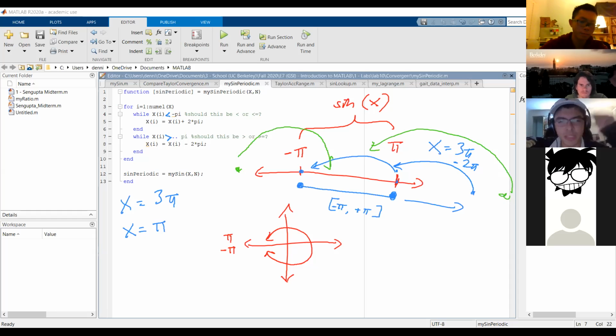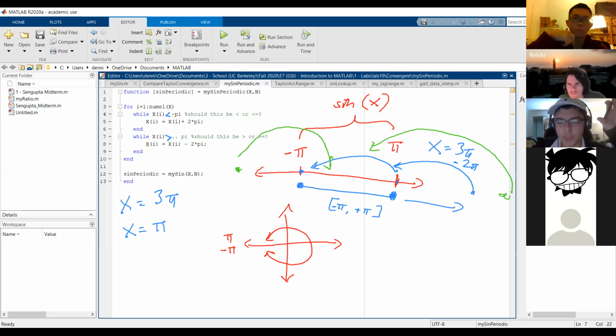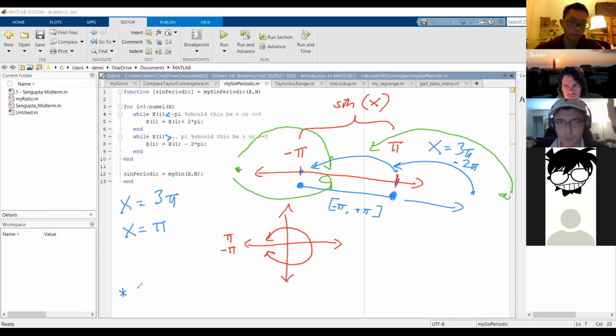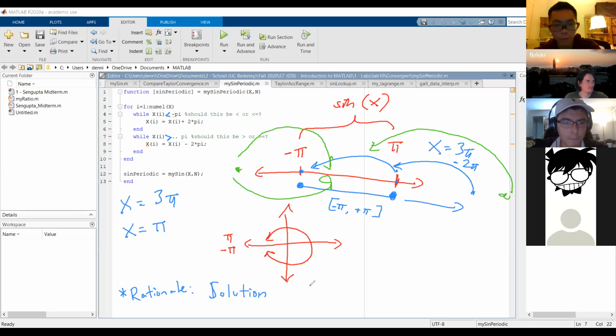Exactly. So you are making use of the fact that the actual function is periodic. You know that if you subtract 2 pi, the sine of that number will be the same, but you are close to the 0 point where the Taylor series is accurate. It's a very good answer. I'm going to write that down because it's a very good point. Solution diverges far from x equals 0.